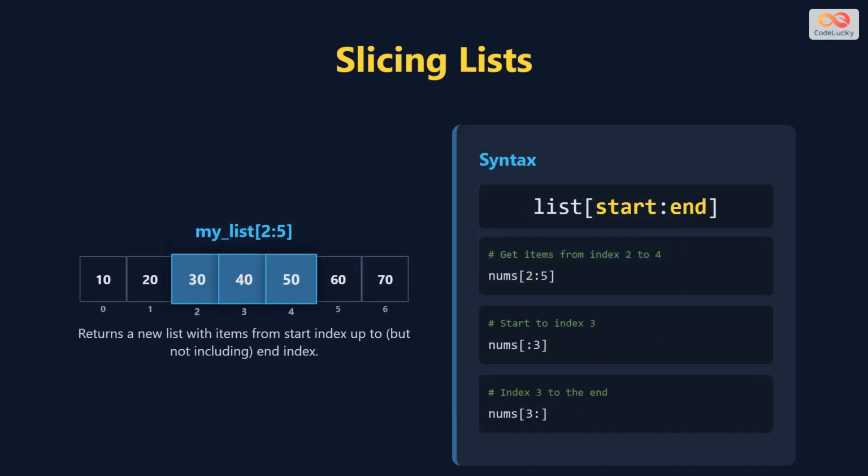To access a range of items, we use slicing. The syntax is start:end. It is important to remember that the slice includes the start index, but excludes the end index. For example, slicing from 2 to 5 gives us indices 2, 3, and 4.